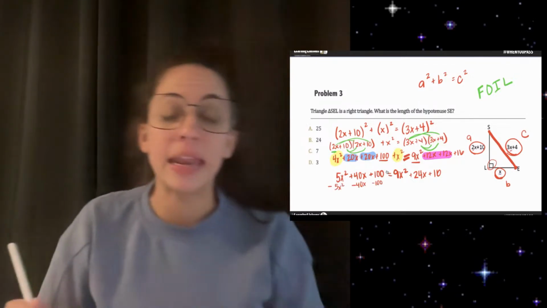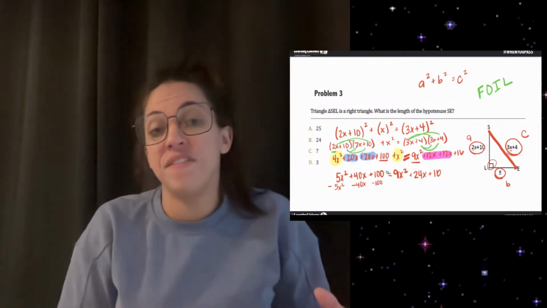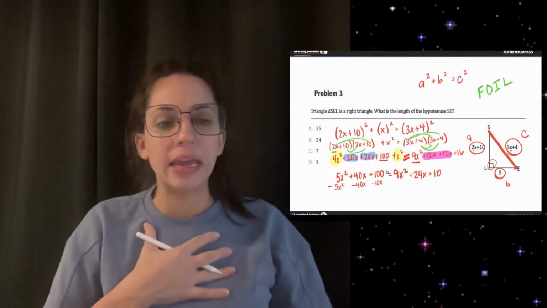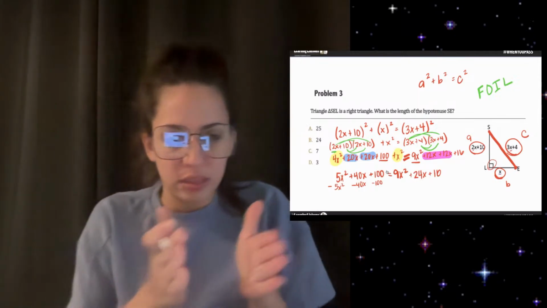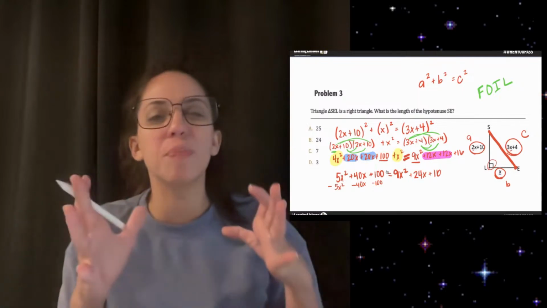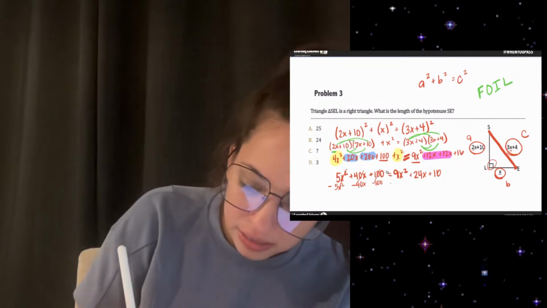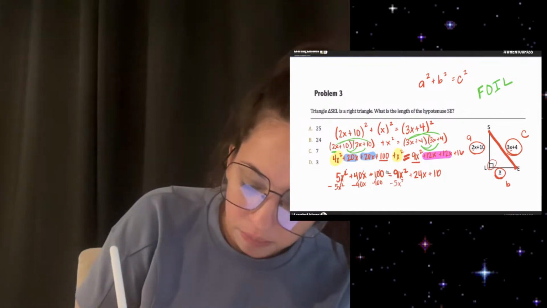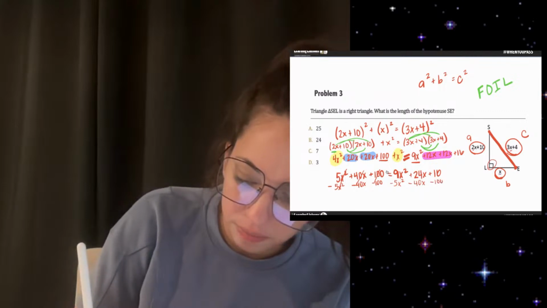over. Now, again, you could move the other stuff over and that would be fine. I don't like my x squared to be negative. And so that's why I'm moving the left side to the right rather than the right side to the left. It's just a preference thing. So all of this crosses off, and this is minus 5x squared minus 40x minus 100. And this is a 16.